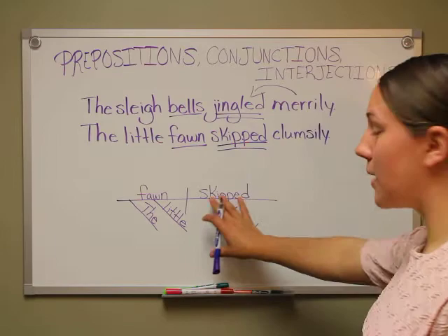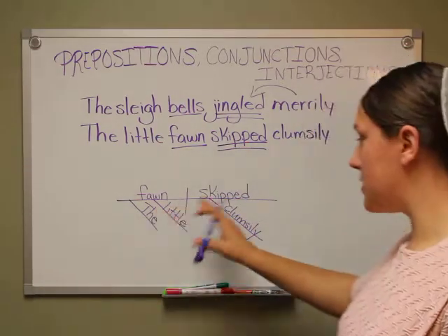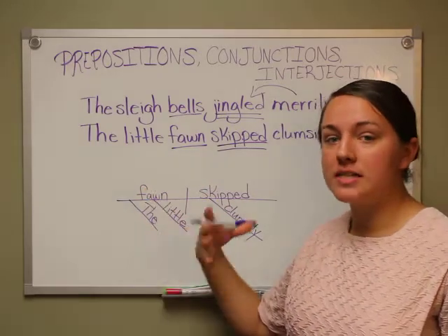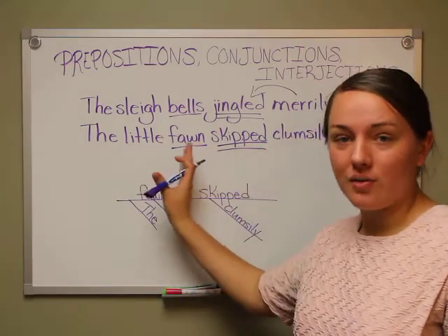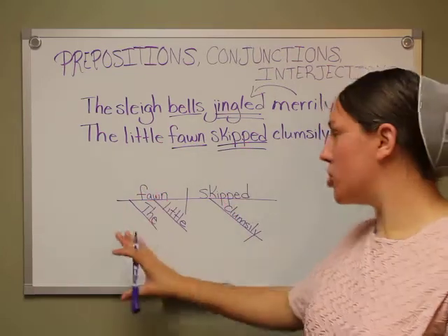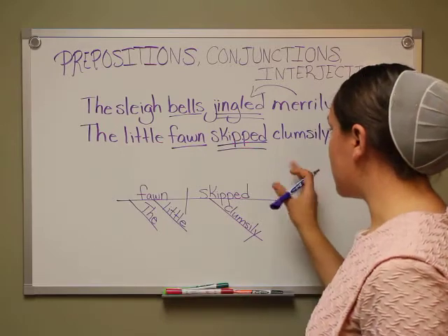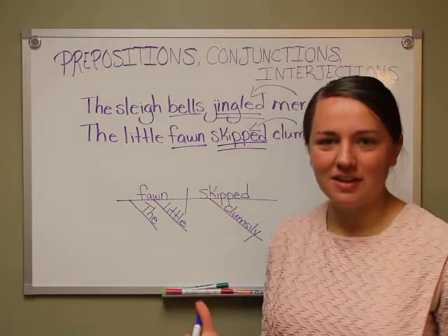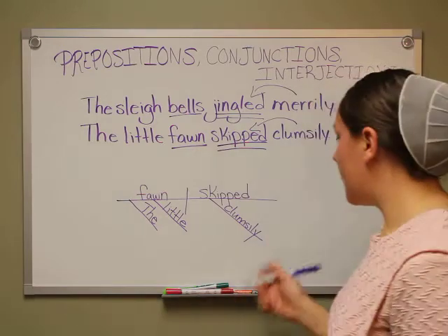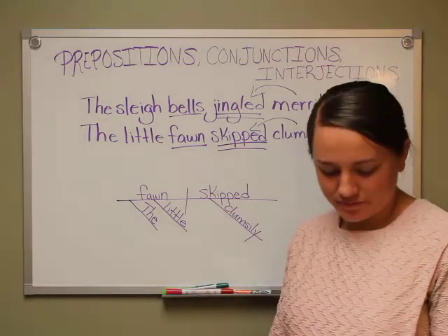Okay, so skipped goes to the right of the middle dividing line, fawn goes to the left because skipped is our verb, fawn is our subject. The and little are describing fawn, which makes them adjectives. So you put them on slanted lines underneath fawn. Clumsily is describing how the fawn skipped. So that is an adverb that you put on a slanted line underneath skipped.